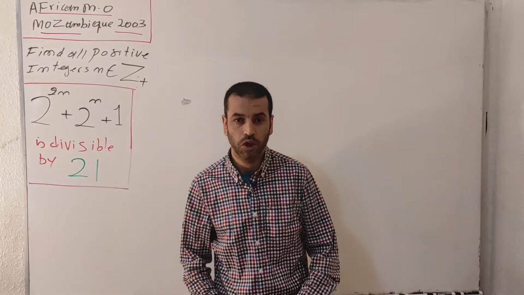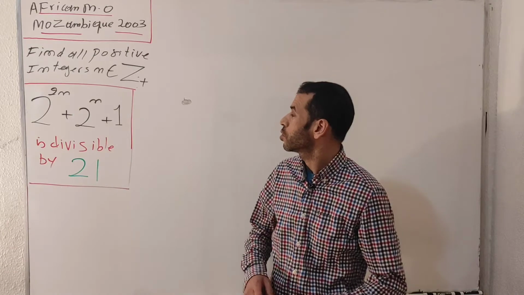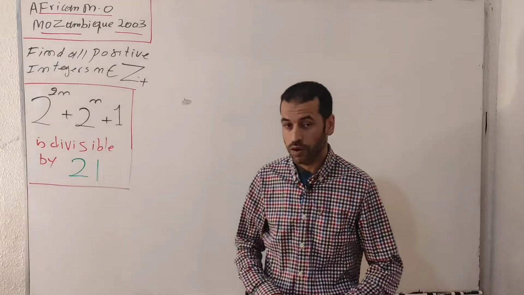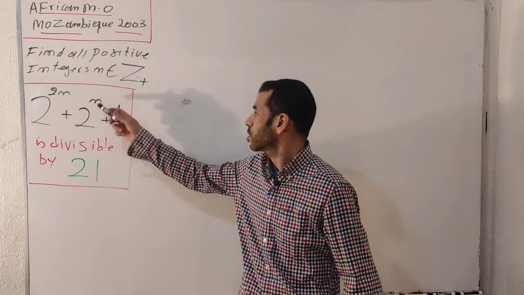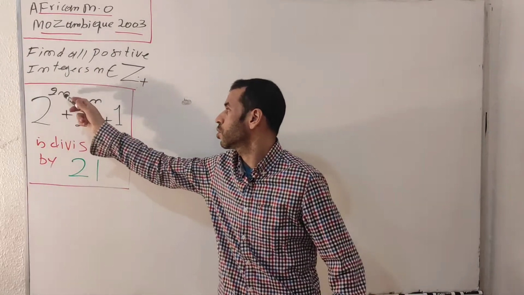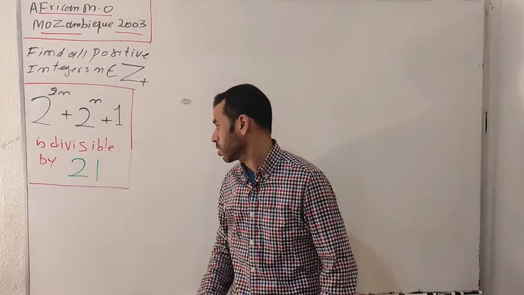Today's video, I would like to introduce a very nice problem of the African Mathematical Olympiad, Mozambique 2003. Here is the following information. Find all positive integers n such that 2 to the 2n plus 2 to the n plus 1 is divisible by 21.